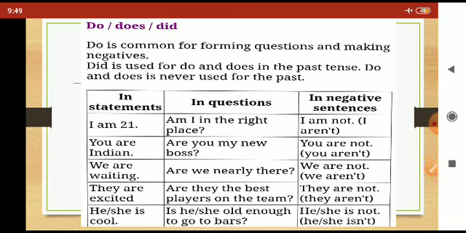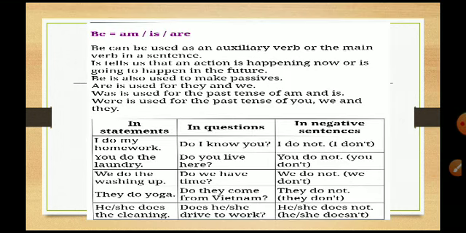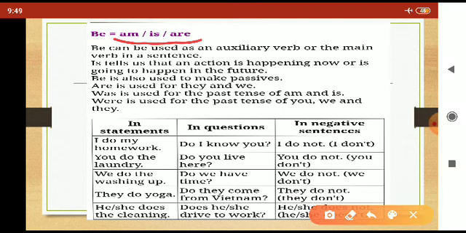Is he, she old enough to go to bars? He, she is not or isn't. So this is about the usage of do and does. I will repeat it. It can be used in making statements, making questions, and then making the negative sentences. Then we have got be, which is used in the form of am, is, or are. We have got here be. When we elaborate this be, we see that we have got am, is, or are.